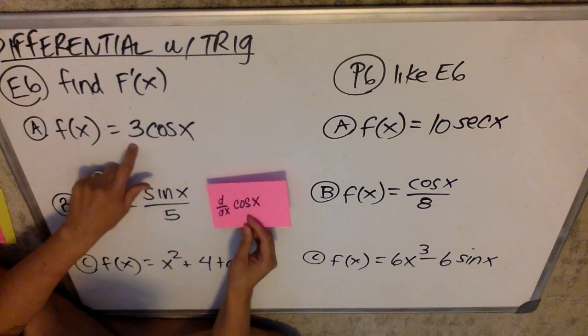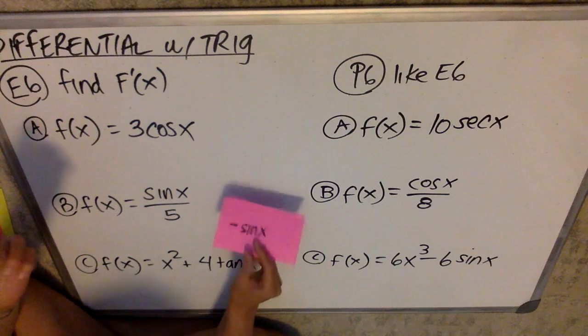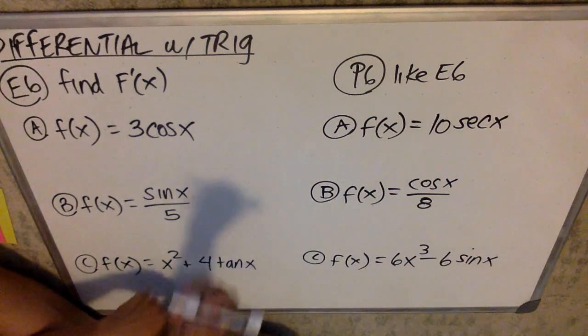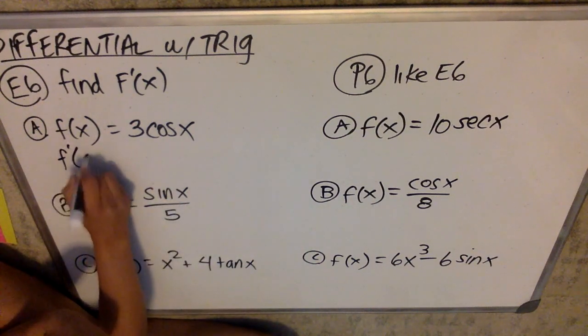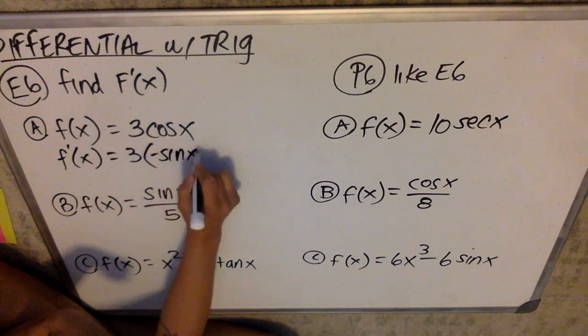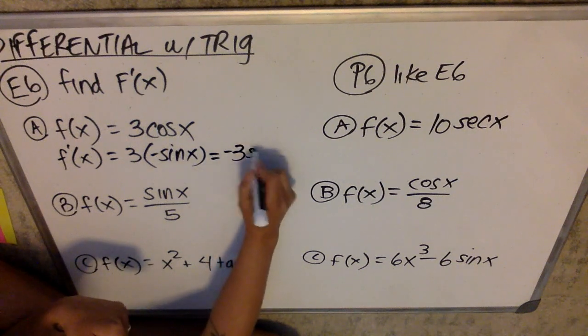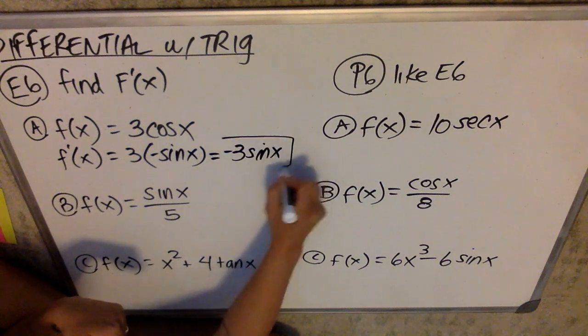The only difference here is that there's a coefficient of 3 in front of the cosine, right? So if you have a 3 in front of the cosine, you just differentiate the cosine the same way you normally would, which would be a negative sine, but with that coefficient sitting in front. So my f prime of x is going to be 3 times negative sine of x. Now that's a little bit weird. You're probably not going to leave it that way. You'll probably write it as negative 3 sine of x, okay?